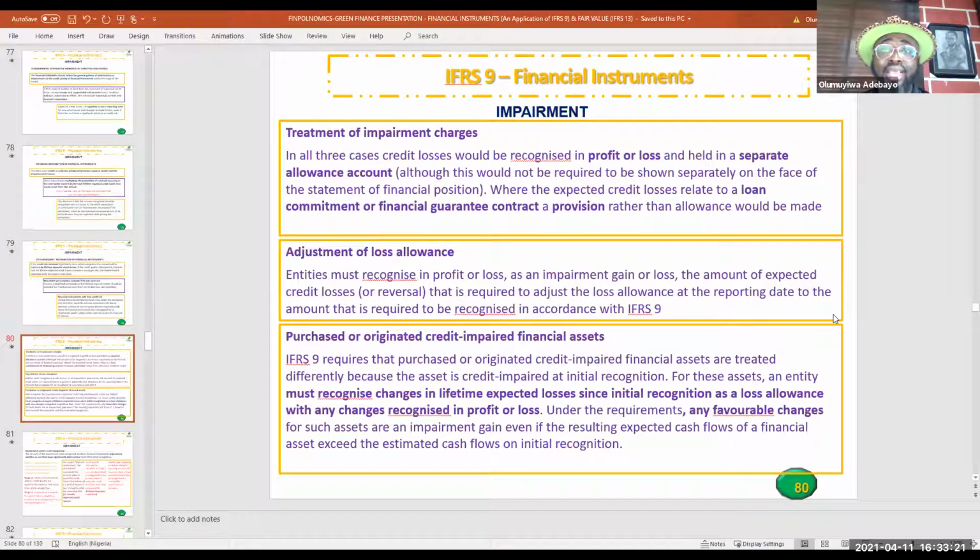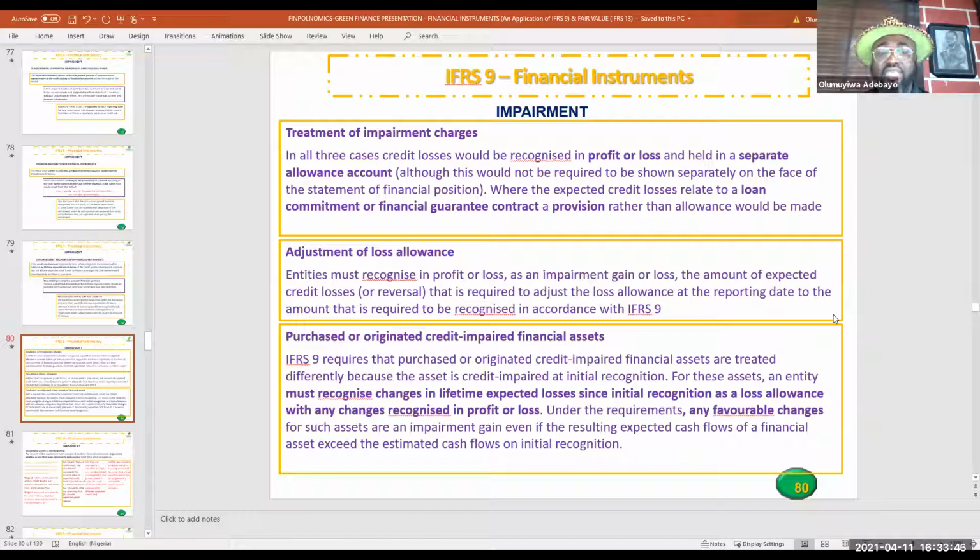Impairment gain is where an originally recognized impairment loss has now been reversed because of improvement in credit quality. Okay, and the amount of expected credit losses or its reversal that is required to adjust the loss allowance at the reporting date to the amount that is required must always be done in line with IFRS 9.